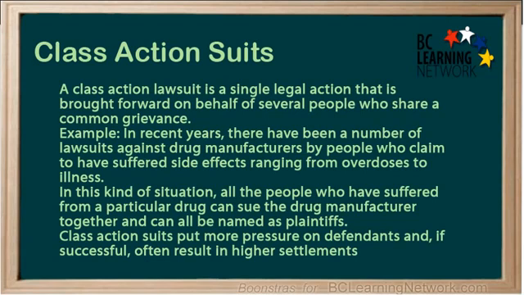A class action lawsuit is a single legal action that is brought forward on behalf of several people who share a common grievance. For example, in recent years, there have been a number of lawsuits against drug manufacturers by people who claim to have suffered side effects ranging from overdoses to illnesses. In this kind of situation, all people who have suffered from a particular drug can sue the drug manufacturer together and can all be named as plaintiffs. Class action suits put more pressure on the defendants and, if successful, often result in higher settlements.